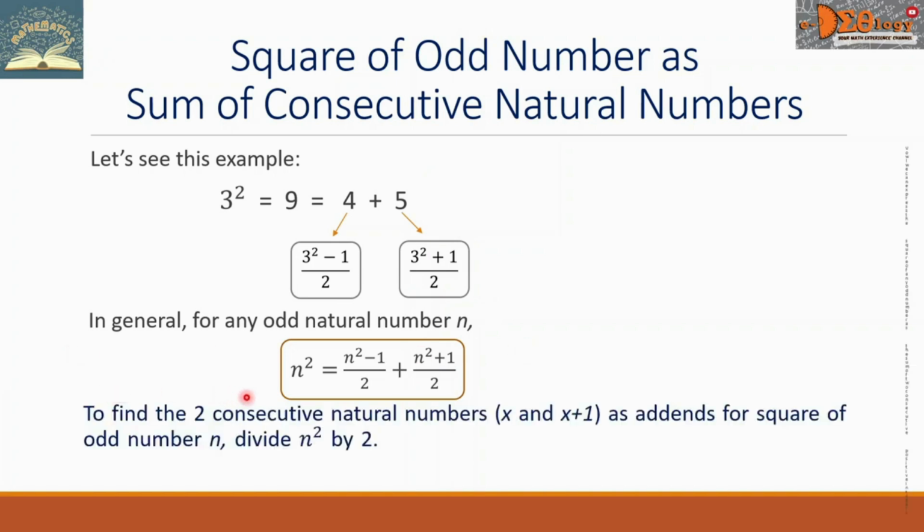To find the two consecutive natural numbers, let's say the first number is x while the second number will be x plus 1. As addends, for square of odd number n, divide n square by 2. And then the integer part of the resulting decimal is the value of x. When we get the value of x, we can easily get the x plus 1 or the second consecutive number.